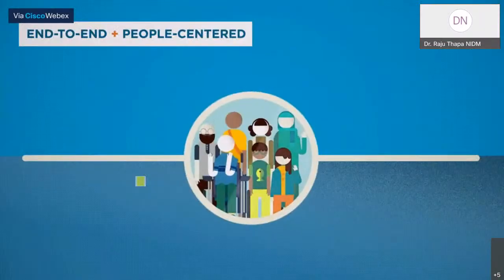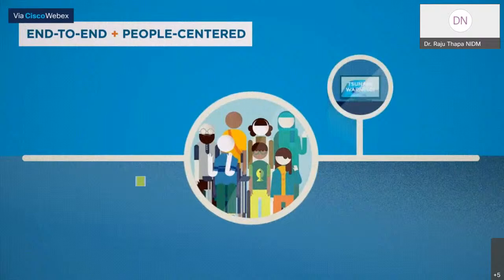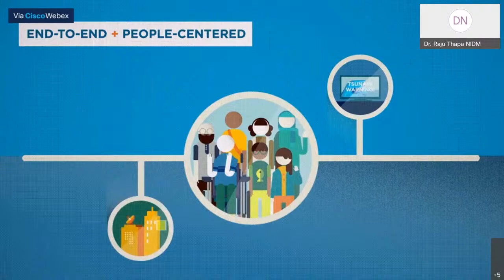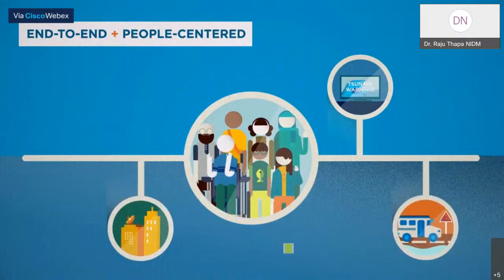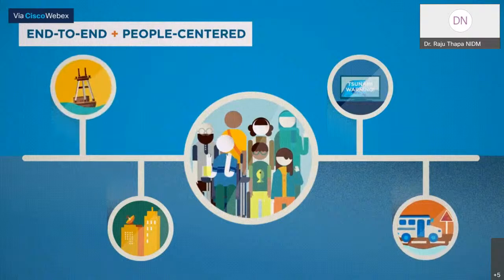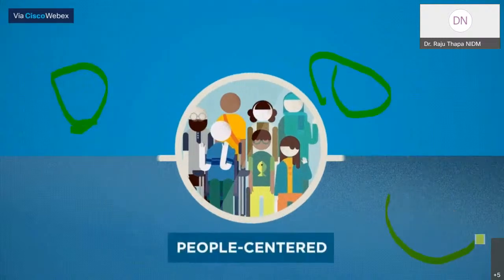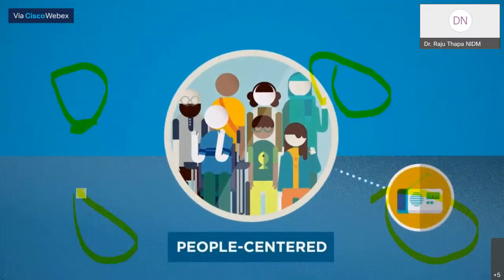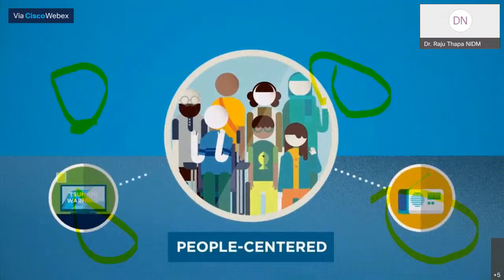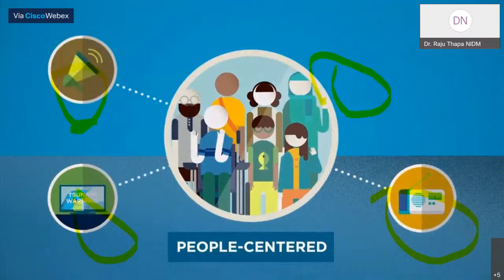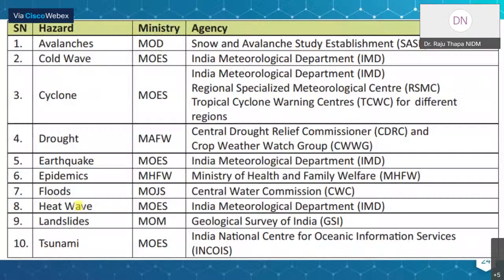So in gist, we can say that an effective end-to-end people-centered warning system includes all the four components that we discussed. Risk knowledge is the first component, detection and monitoring the second, dissemination and communication the third, and response preparedness the fourth. All these components together make and complete a people-centered early warning system. I won't discuss this further because it has already been discussed.